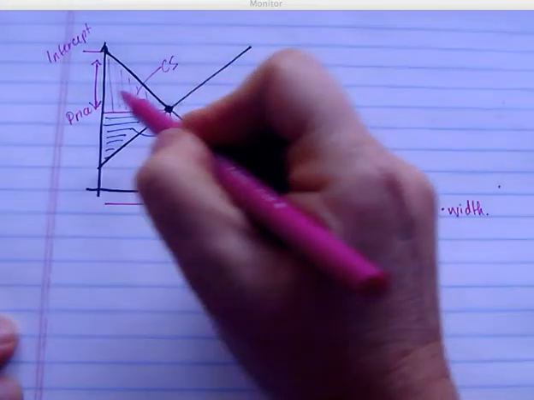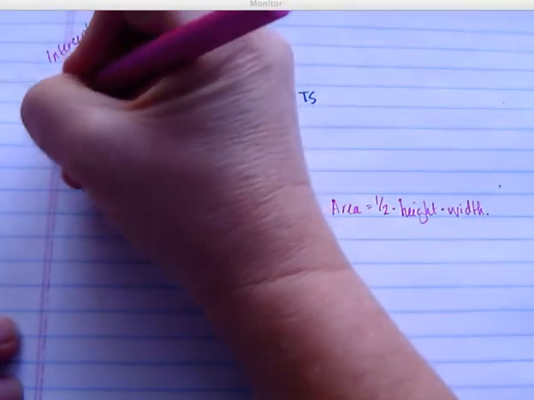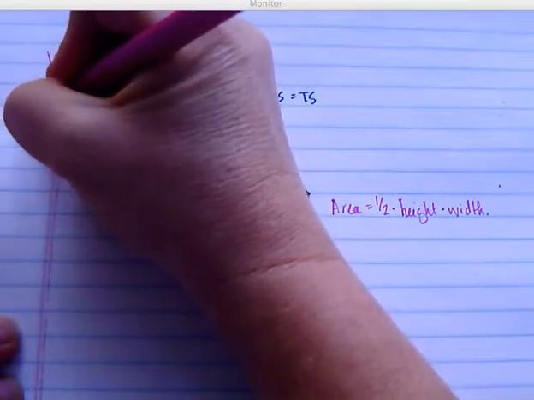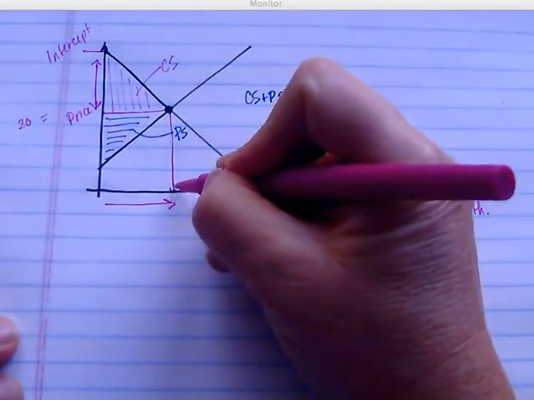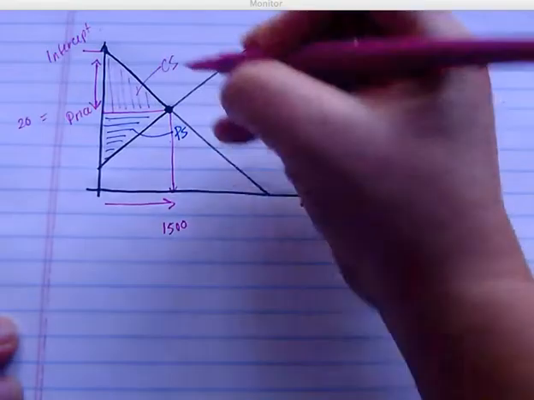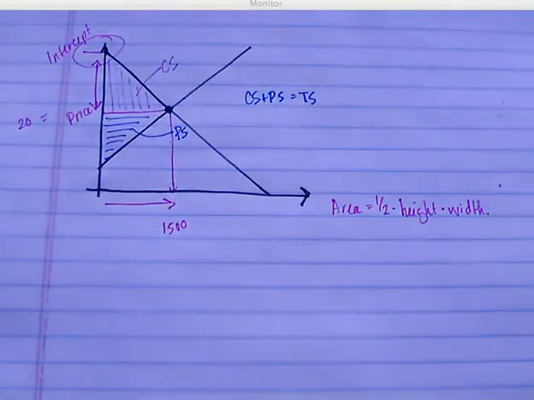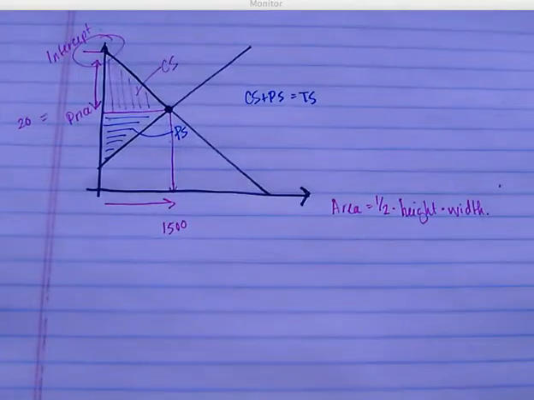So we already know what price is. We already know what quantity is. Price is equal to 20. Quantity is equal to 1,500. And so the one thing we need here is the intercept. Once we have the intercept, it'll be really easy to calculate consumer surplus.